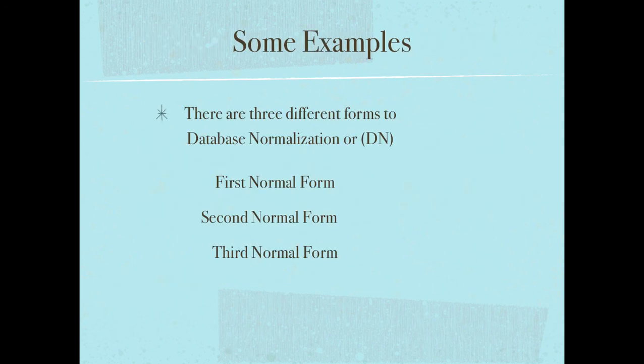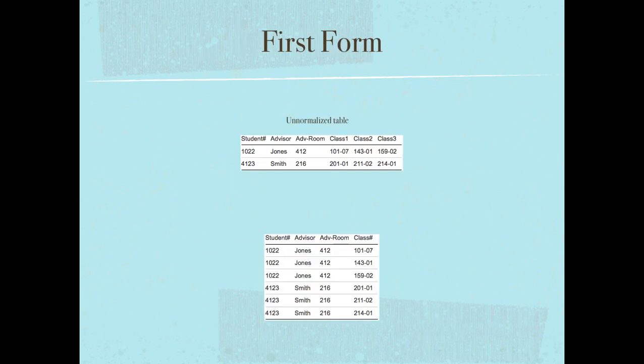There are three different forms of database normalization: first normal form, second normal form, and third normal form. For the first normal form, as you can see, we have an unnormalized table at the top. Tables, for first normal form, should have only two dimensions.